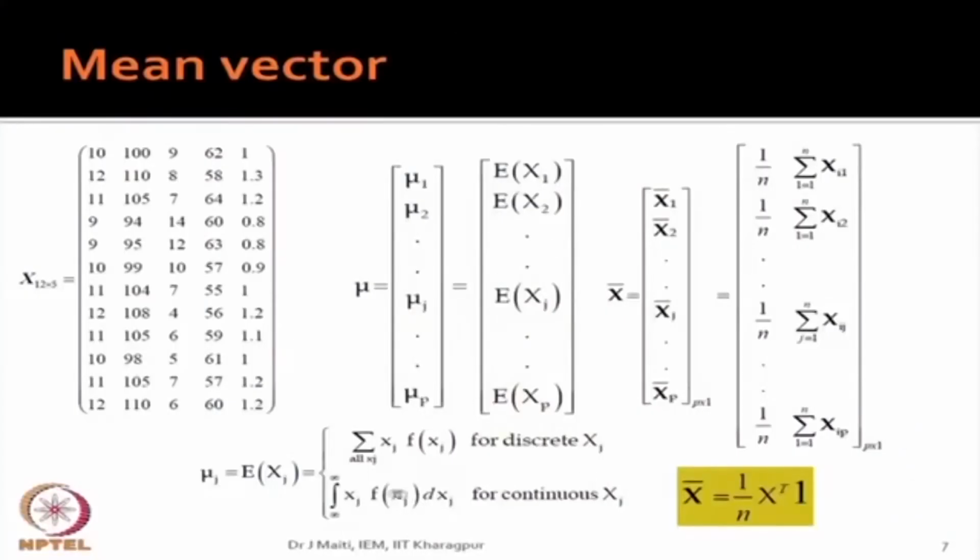Okay. Now, you see this slide, where as there are p variables, so there are p means. These are population parameters. This mu is the vector which represents p means for the p variables, and it is the mean vector, which is a parameter vector for the population. And I have written here that it is expected value of x1, expected value of x2, expected value of xj, expected value of xp.